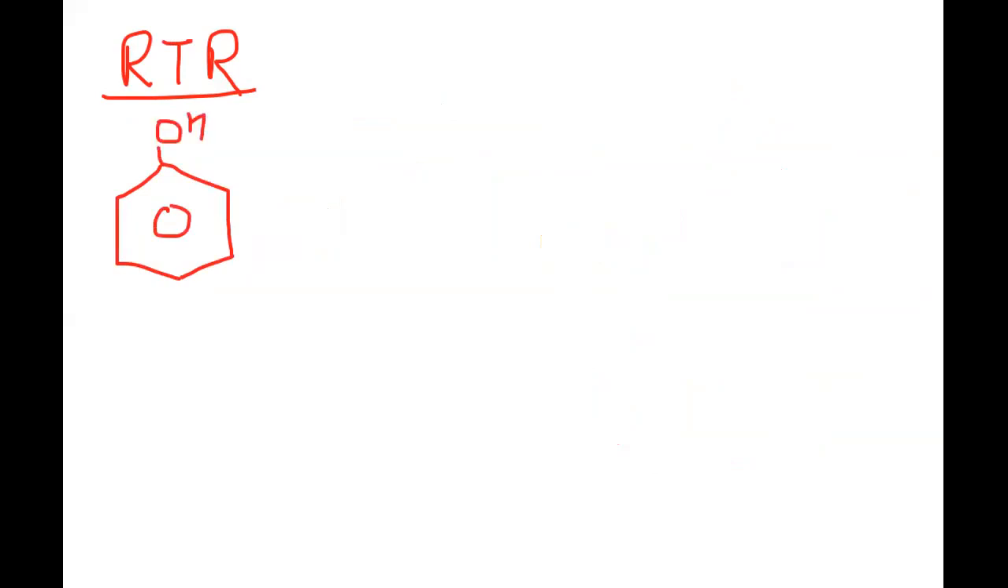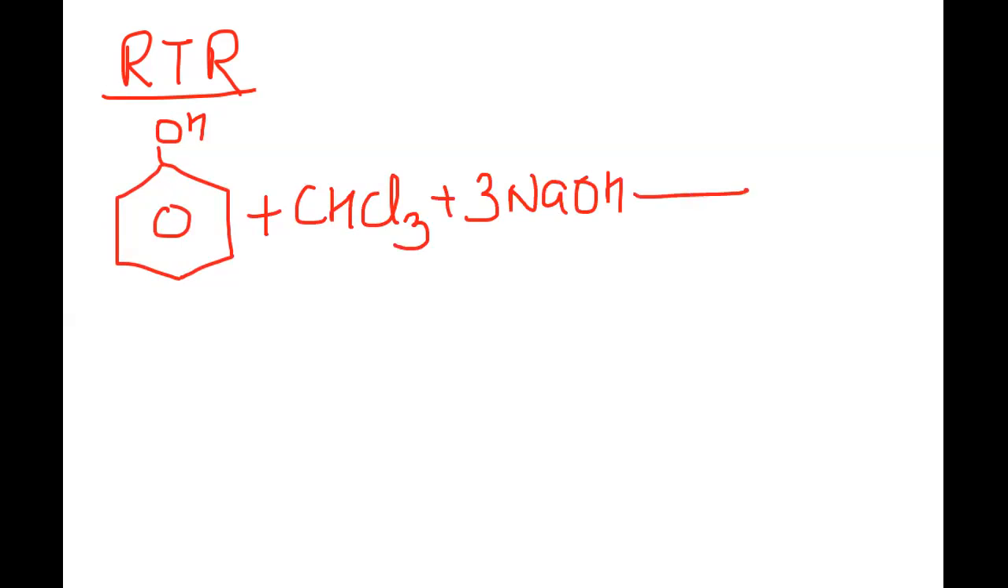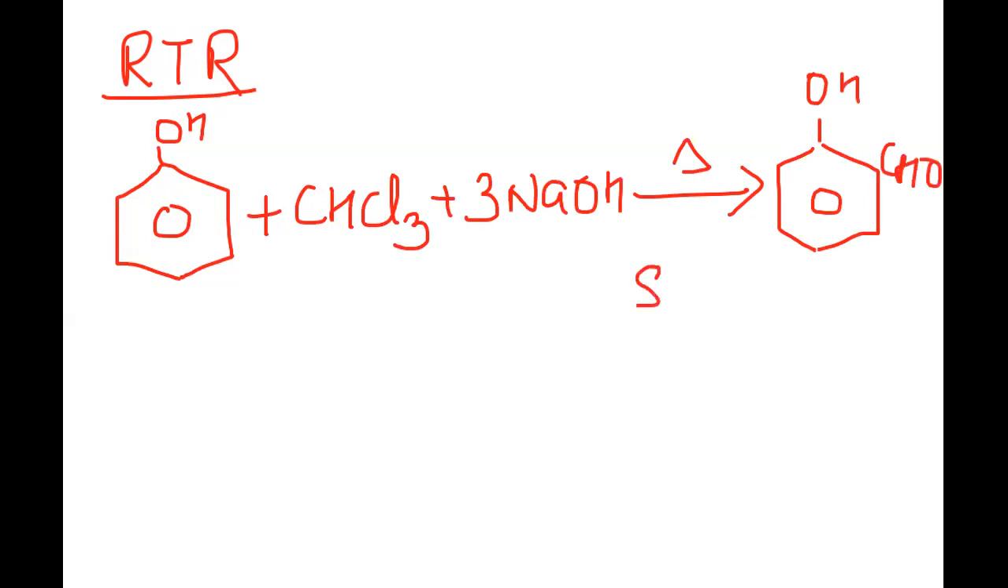Phenol is made to react with CHCl3 plus 3 NaOH. When you heat it, it is going to give us a compound called salicylaldehyde, with OH and a CHO. The name of the compound earlier was salicylic acid; this is salicylaldehyde. It's an important compound.